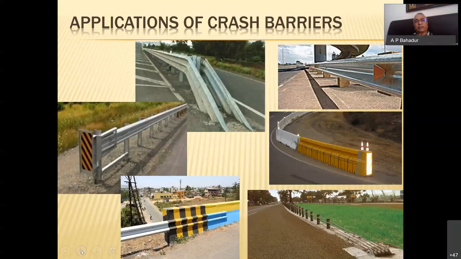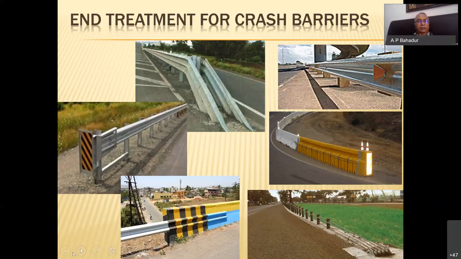Another important point which I told you was providing the end treatment at the end of it, and provision of the reflectors. As you can see, this is the end treatment at the New Jersey barrier. This is the end treatment of the wire rope fencing. This is the end treatment for a metal beam crash barrier. And this is the treatment given where the metal beam crash barrier is meeting the concrete barrier of the culvert or bridges.